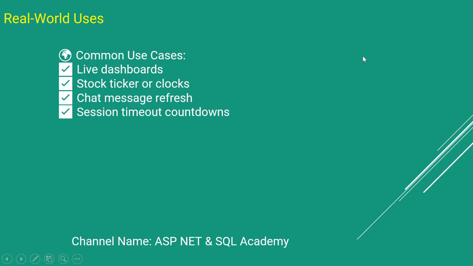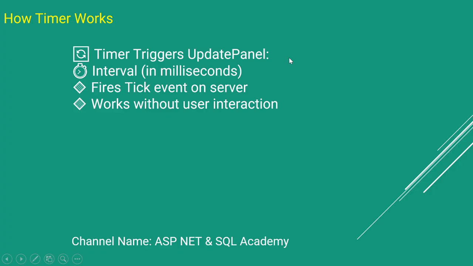You can use AJAX timer to build real-time dashboards, clocks, stock tickers, or refresh data like chat messages and session countdowns. The timer triggers server-side events at a specified interval, causing partial updates within its associated update panel.